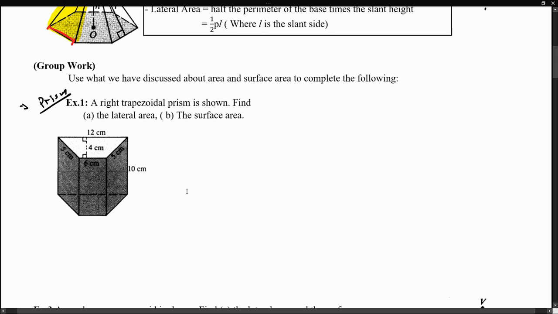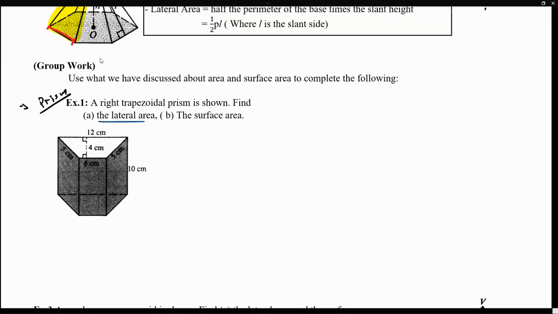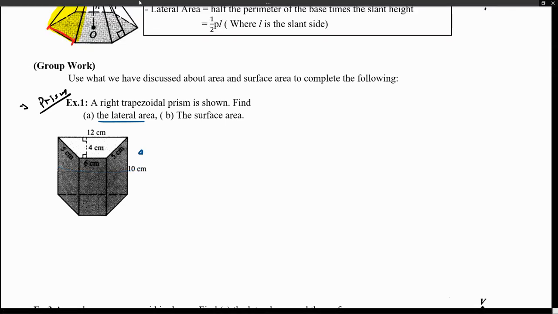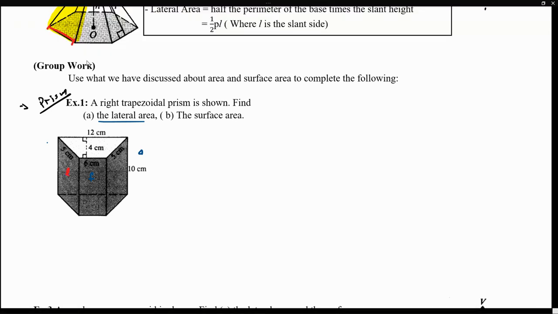So how do we find the lateral area? Well, again, the lateral area is just the area of the figures that surround this prism, which let's just call them, let's call this side the left-hand side. Let me use a different color. So let's call this the left. Let's call this the front. Let's call this the right.